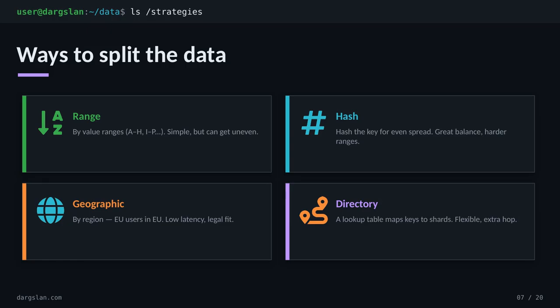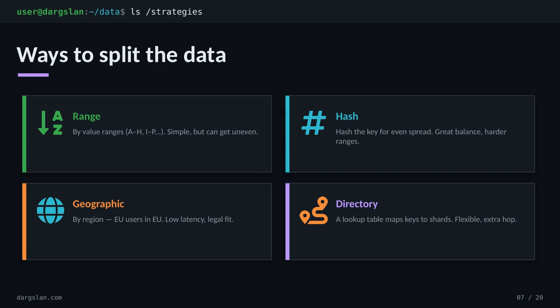Once you've got a good shard key, the next question is how you actually slice things up. Range sharding splits by value. A through H on one shard, I through P on the next. Easy to reason about, but you can end up with hot zones. Hashing the key scrambles things for an even spread at the cost of clean range scans. Geographic sharding keeps EU users on EU servers, which is great for latency and data loss. And directory sharding uses a lookup table, maximum flexibility, but every query pays one extra hop to ask where to go.